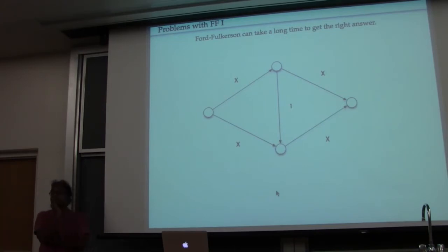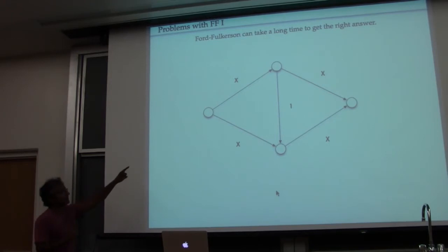X is some number. 2x. What's the problem? Take 2 steps. One flow that way, one flow that way. You're done. Right? But remember what I said about Ford Fulkerson. It can take any path it wants. It doesn't have to take the smart path. It doesn't even know what a smart path means. So here's what could happen.